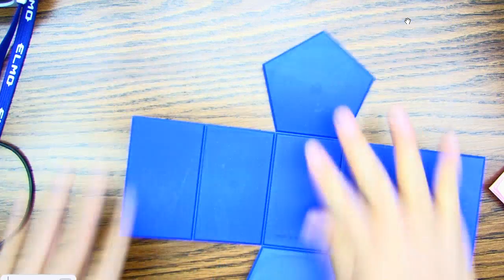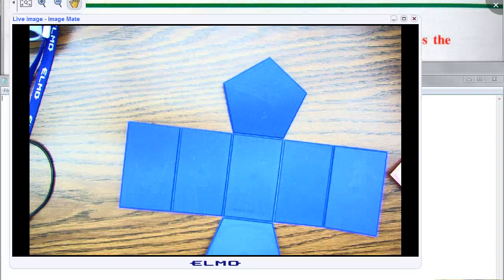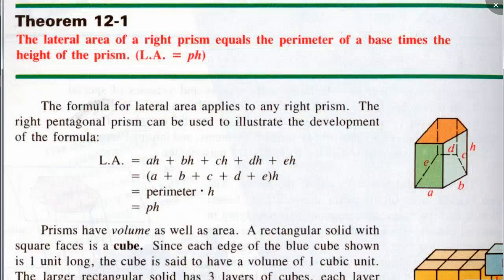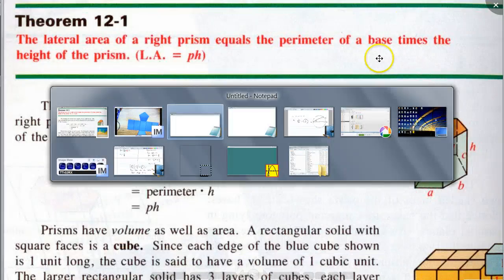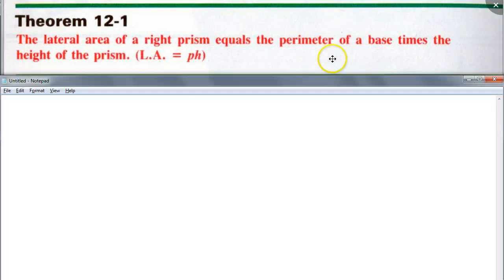So you see where we got that formula, which says what? The lateral area of a right prism equals what? Perimeter of the base times the height of the prism. Yeah, you could of course add up all the lateral faces, but isn't this a lot easier, especially for a prism? Okay, so does this make sense? Yes. All right, so let's move on to the other part.